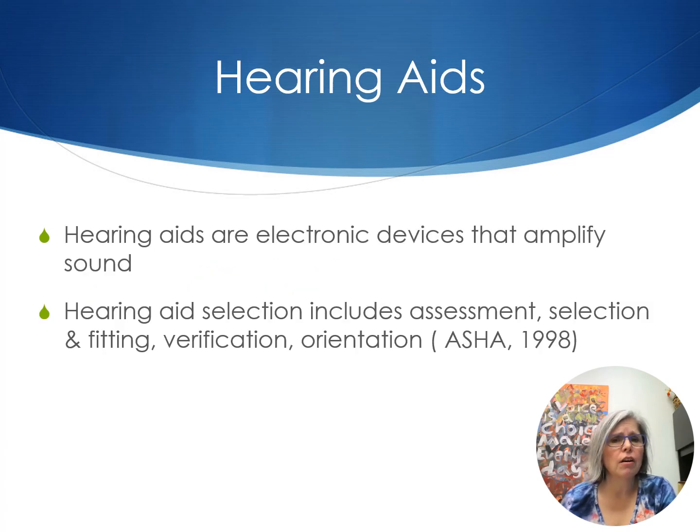And hearing aids are those electronic devices that amplify sound. They've become much more sophisticated over time as they've become digital, and we've got further options for how to modify sound for hearing. Hearing aid selection includes assessment, selection and fitting, verification, and orientation. Again, this is from ASHA. I will have a video for you to watch in a few slides that will give you some more information about this hearing aid selection procedure.